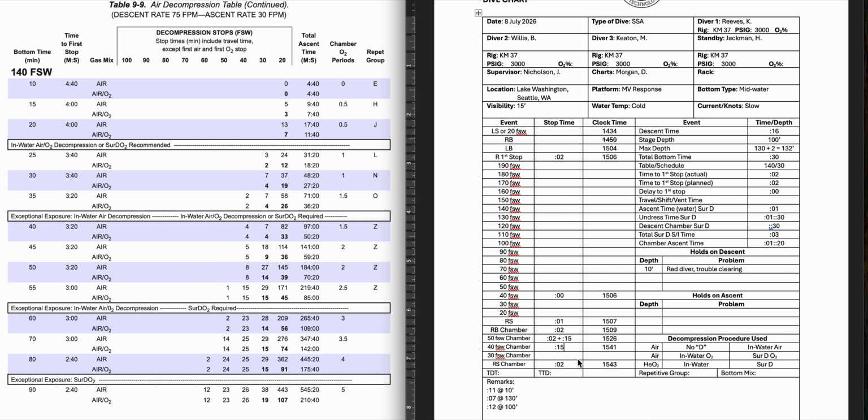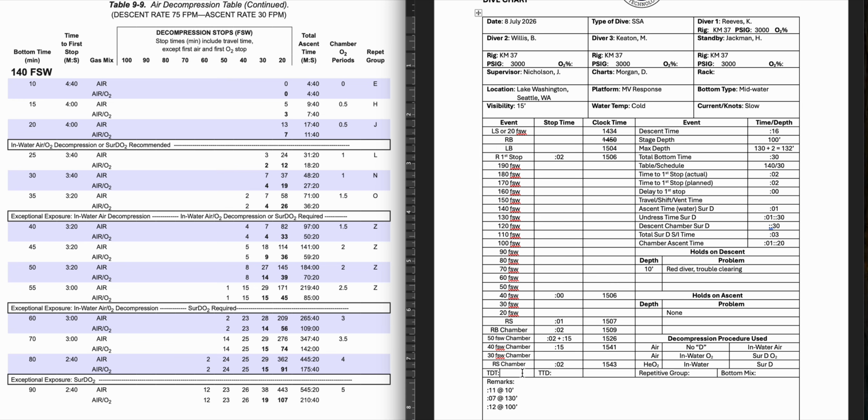So back to our real chart. We've now completed all of this information. Let's say once we reach surface in the chamber, if we had no holds, we can now say that there were no holds on descent. Oh, also, side note, the travel shift vent time up here is only when you are decompressing in water on oxygen, which we will not be doing during Sur-D O2 dives. This is the time it takes to switch your air supply from air to oxygen, vent out all the air, and start breathing the oxygen. You have up to 3 minutes to do that. However, we will not be doing this for the Sur-D O2 dives.